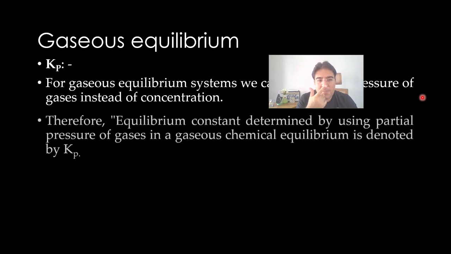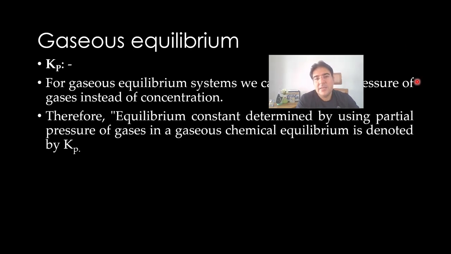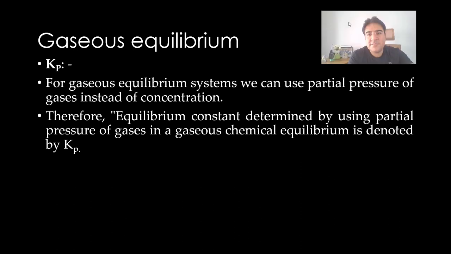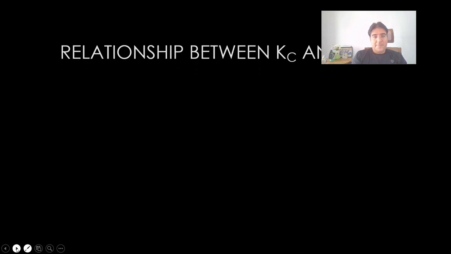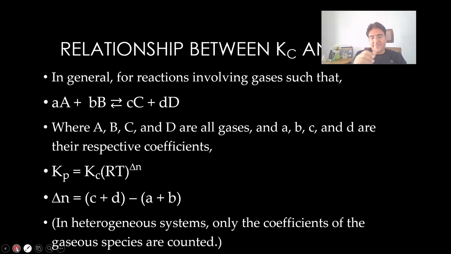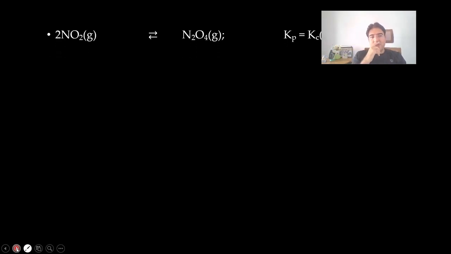For gases, it's Kp, because we don't trust the concentration of gases, as gases have very variable volumes, which can cause an issue. So for gases we have Kp, and Kp and Kc are related by a formula which we have derived thoroughly in our previous lectures. For different reactions, there are different comparisons shown here.